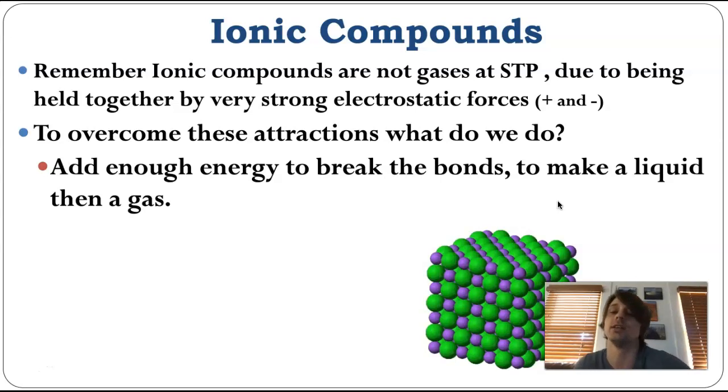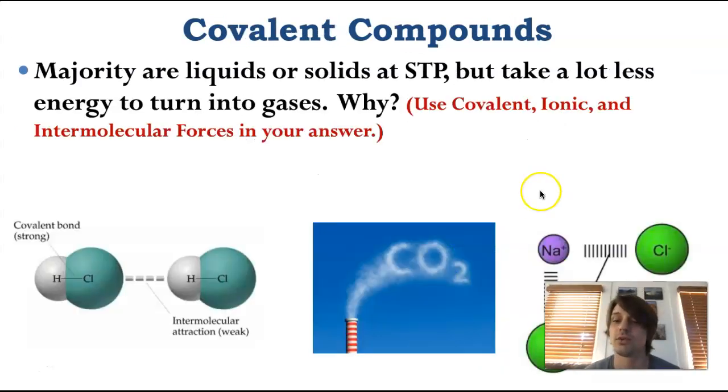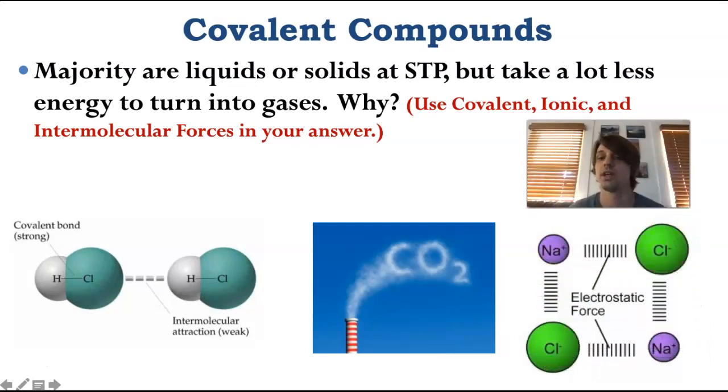But what about covalent? Covalent has those weaker forces of attraction, much weaker than these electrostatic forces of attraction in ionic compounds. Because they have a weaker force of attraction between molecules, they're much easier to separate and break apart, so it's a lot easier for them to be gases. And some of them might already be gases at that specific temperature and pressure that we call STP. The majority of covalent compounds are typically liquids or solids at STP, but they are a lot more likely to become gases.